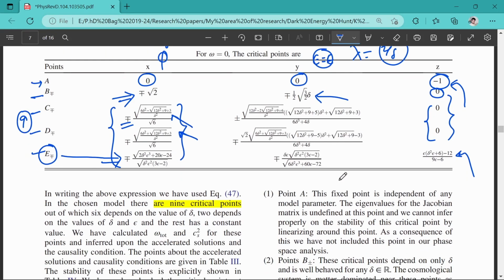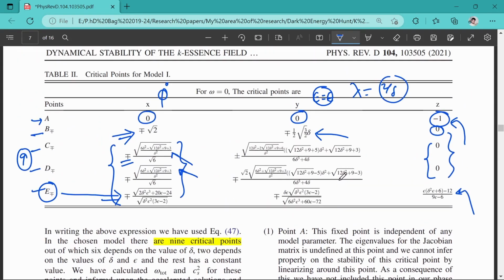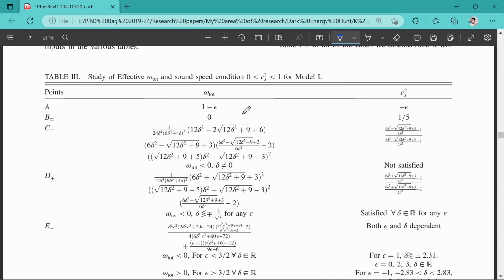So for that we first have to evaluate omega total, the total equation of state, and then we want to evaluate the sound speed, to see whether the sound speed satisfies the 0 to 1 bound condition or not. Although it is not a very great condition, there are a lot of parameters, like epsilon and delta, which are the main parameters; alpha and beta we don't care about. So it will help figure out which benchmark points you should use to evaluate the theory.